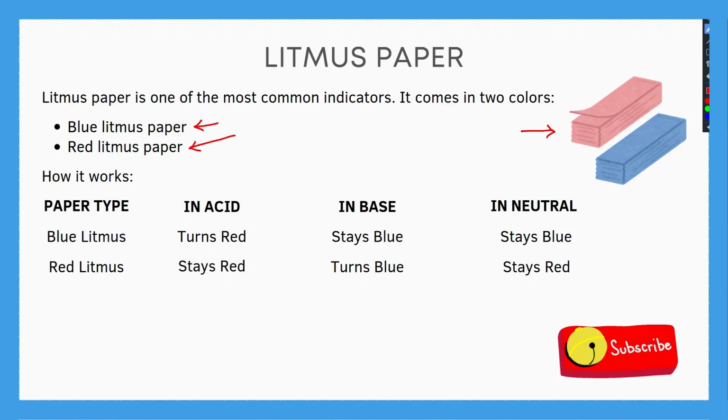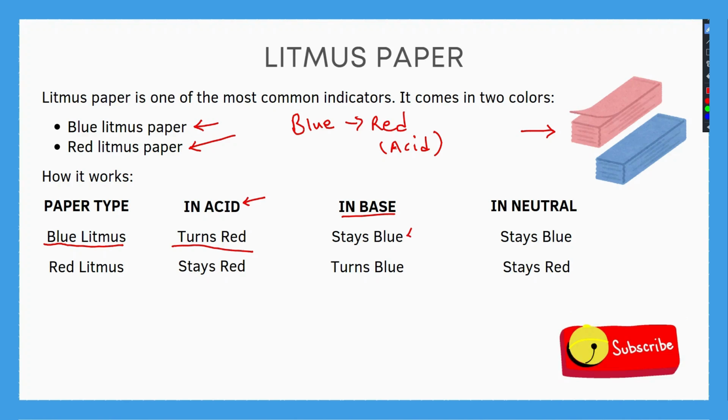When you put a blue litmus paper, for instance, in an acid, it will turn red. So when you see a color change from blue all the way to red, it tells you that that substance is an acid. But if you put a blue litmus paper in a base, it doesn't change color, it will stay blue. And when you put it in a neutral substance like maybe pure water, which is H2O, it will also stay blue. That's how blue litmus papers work.